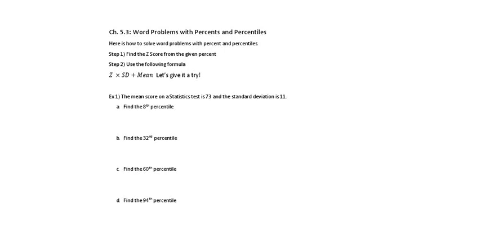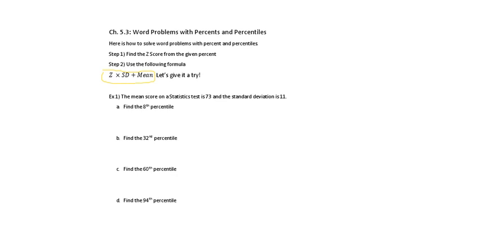Let's say that you're given a mean score of 73 and a standard deviation of 11, and you want to find the 8th percentile. Well, there's a formula to find that. It goes z-score times standard deviation plus mean. Let's give it a try.